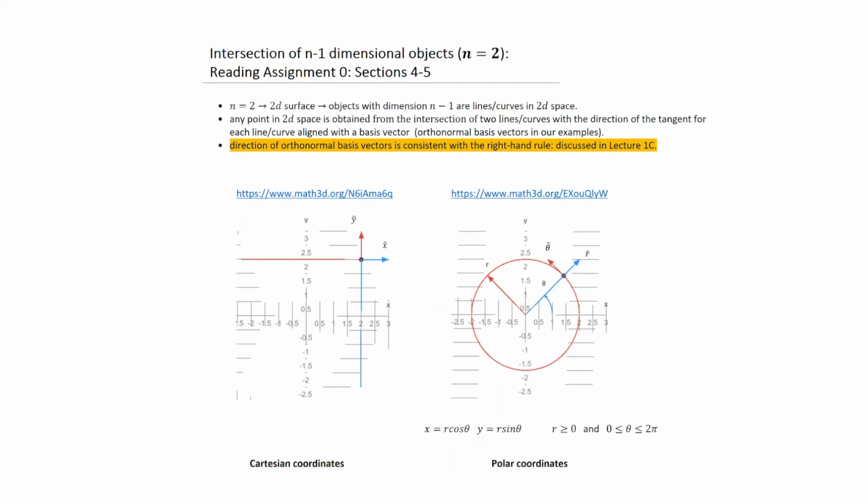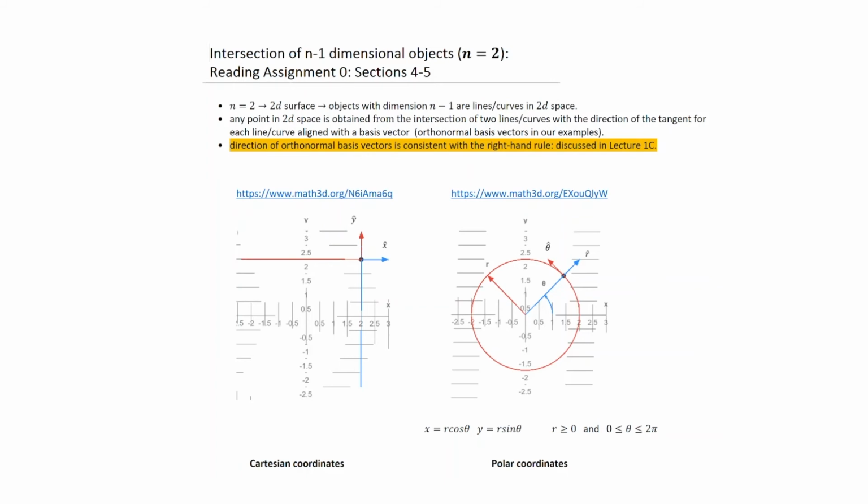In our case, we're always going to be using orthonormal basis vectors, which means the vectors are all orthogonal to each other and they're unit vectors. You might ask the question, what is the direction of the orthonormal basis vectors? Because I'm basically arbitrarily making them point in a specific direction. Well, everywhere throughout this course, we'll be applying the right-hand rule, which means the direction is assigned by convention. We'll discuss this in more detail in the next lecture, which is lecture 1C.